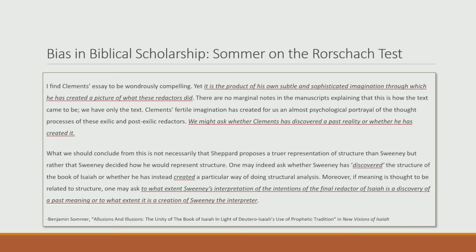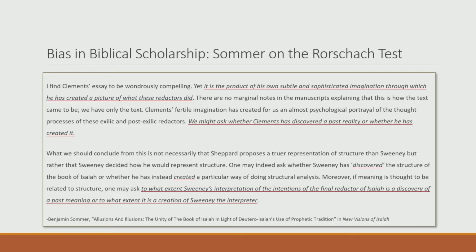Sommer continues, commenting on the work of a couple of other scholars. He says, what we should conclude from this is not necessarily that Shepherd proposes a truer representation of structure than Sweeney, but rather that Sweeney decided how he would represent structure. One may indeed ask whether Sweeney has discovered the structure of the book of Isaiah, or whether he has instead created a particular way of doing structural analysis. Moreover, if meaning is thought to be related to structure, one may ask to what extent Sweeney's interpretation of the intentions of the final redactor of Isaiah is a discovery of a past meaning, or to what extent it is a creation of Sweeney the interpreter.